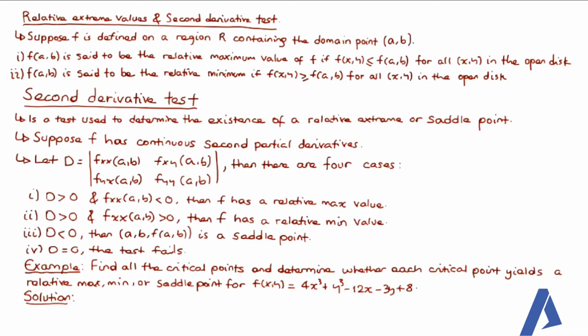ቀጣይ የምናየው it's how to determine the relative extreme values and second derivative tests. Relative extreme values እንደምናውቀው are values which are found at the critical points of a given function. The second derivative test is a test used to determine the existence of a relative extreme, not the actual relative extreme value but the existence of it. ወይም ደግሞ it's again used to determine the saddle point. So let's say we have a function that has continuous second partial derivatives. Then let D be the matrix form of the partial derivatives. We have 4 partial derivatives for a function with 2 variables.